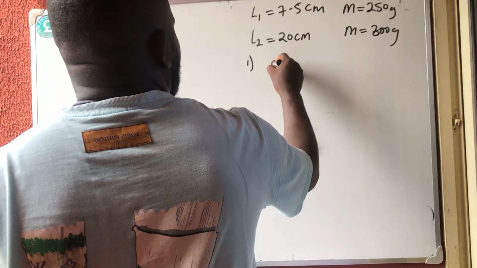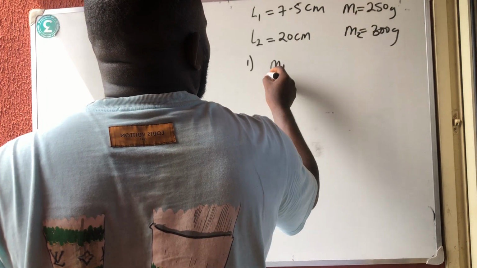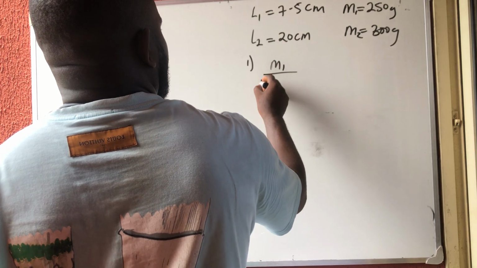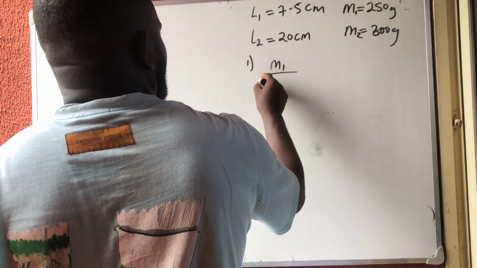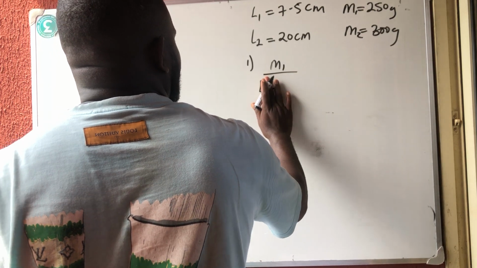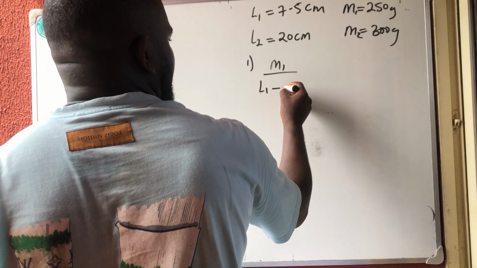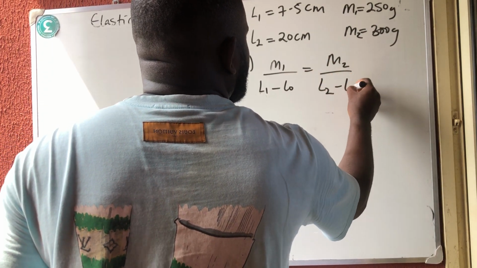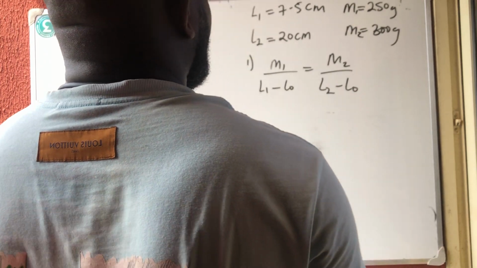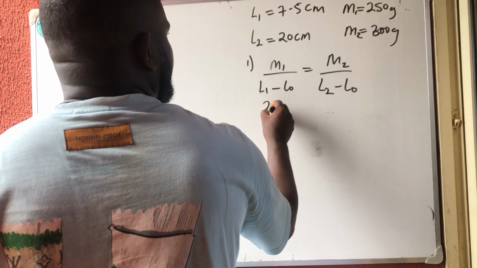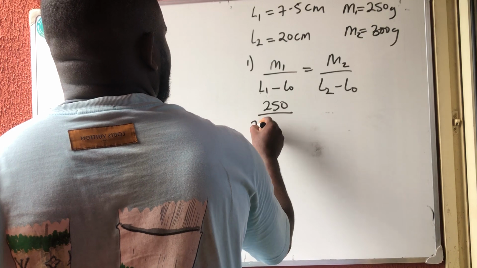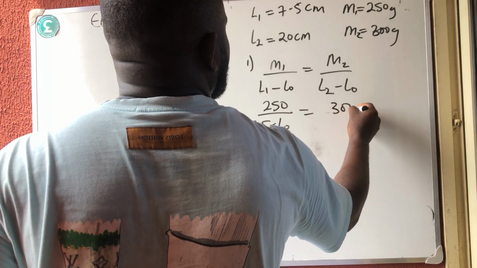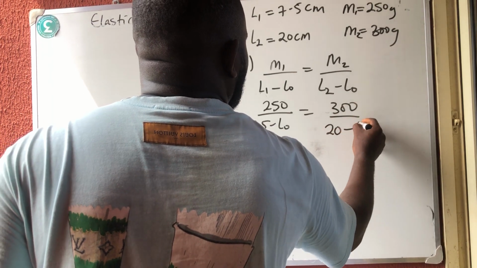Since we need the extension, we know that M1 over L1 minus L0. I hope you know this is the extension. L1 minus L0 is equal to what? M2 over L2 minus L0. Let us get the original length of this string. So what do we have now? We have 250 over 7.5 minus L0 is equal to 300 over 20 minus L0.